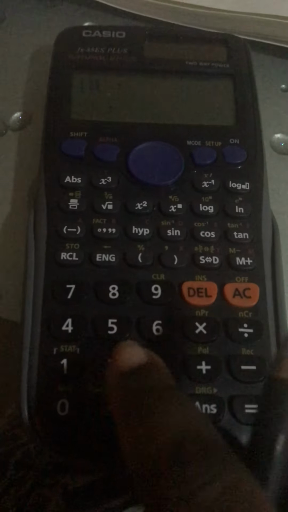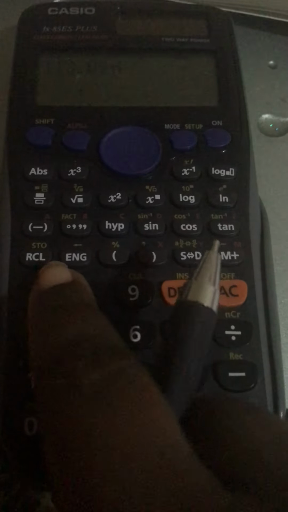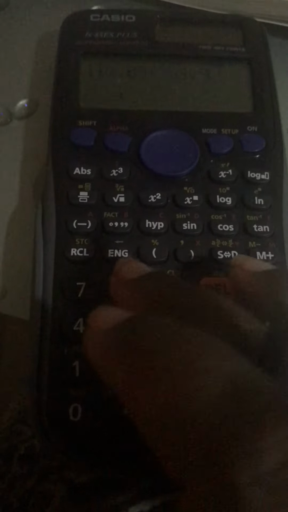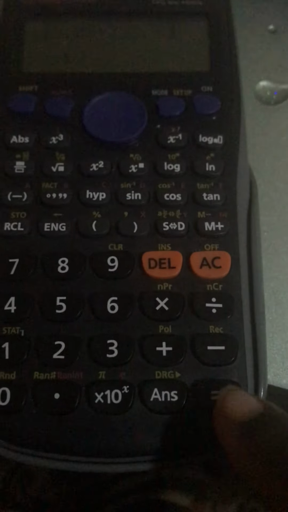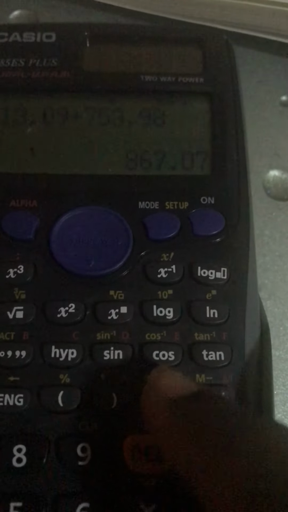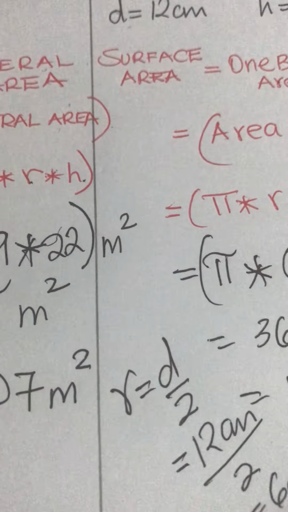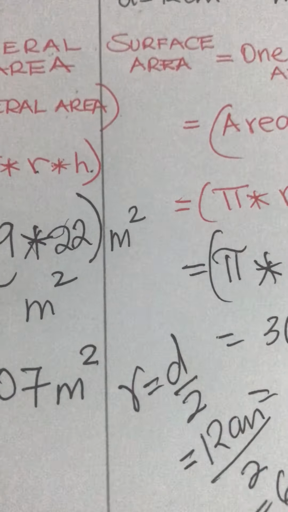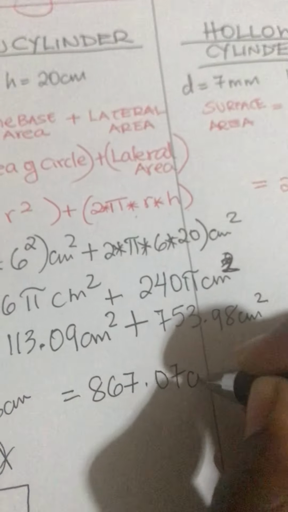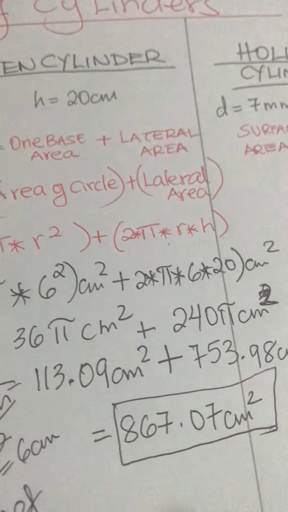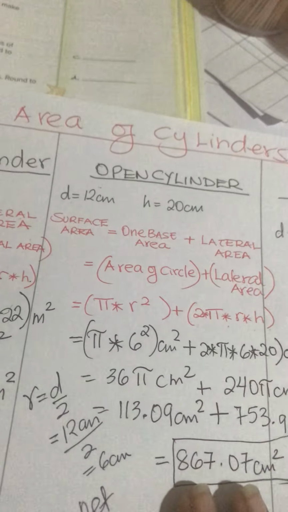Then we add our two areas. 113.09 plus 753.98. 867.07. 867.07 centimeters squared. And you box your answer. That's it.